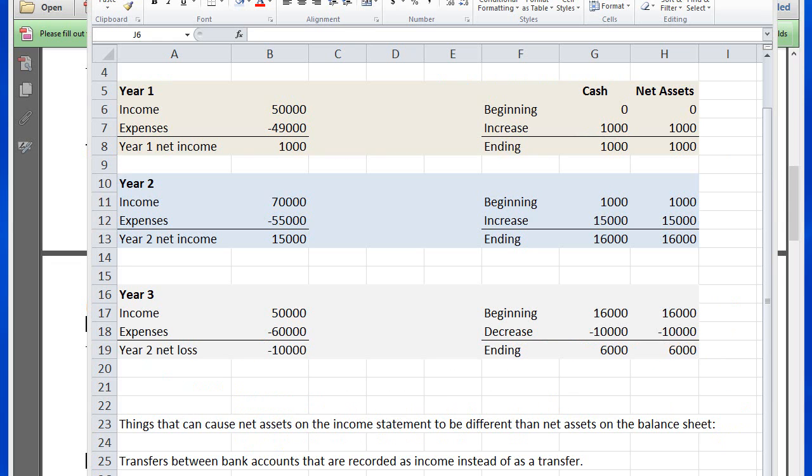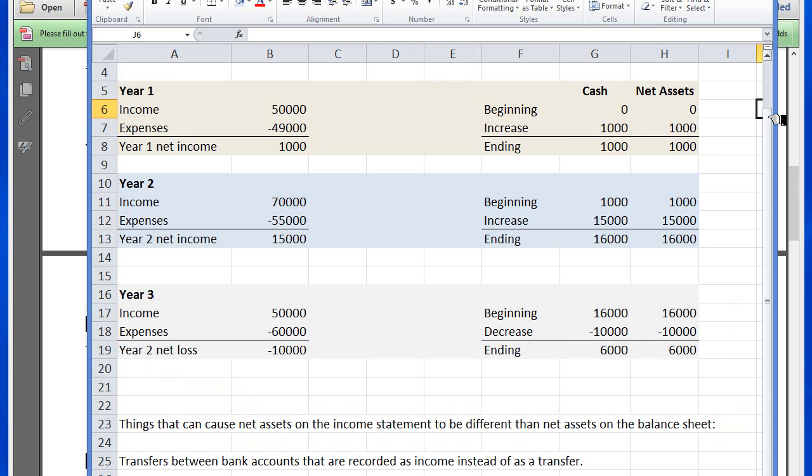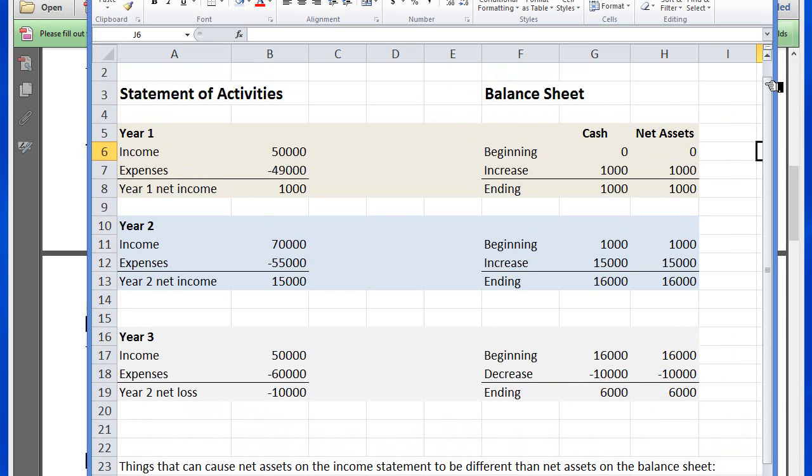So let's have a look here at a little spreadsheet that I put together. Hopefully I can illustrate a little bit more about net assets. What I've got here on this side is a statement of activities for 3 years, year 1, year 2, and year 3. The statement of activities is what you might also know as the profit or loss statement, or statement of income and expenses. With nonprofits, it's called a statement of activities. Then over here, I have what the balance sheet would look like, and this is cash and net assets. So we're going to walk through this and see how net assets works.